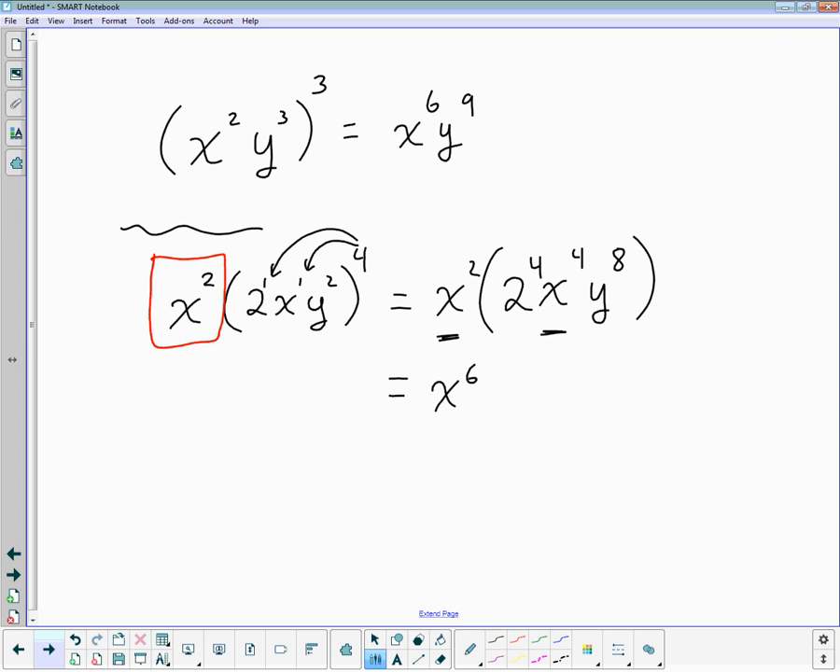Okay, 2 to the 4th. What is that saying? What is that, 8? What is that? 2 to the 4th. What is that, 24? What is that? It's 2 times 2 times 2 times 2. Yeah, how many 2's is it? So what's 2 times 2 times 2 times 2? 2 times 2.